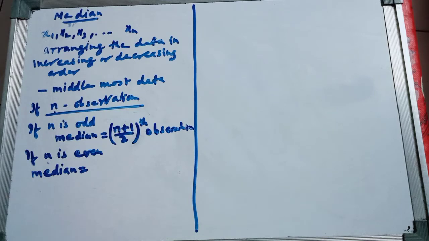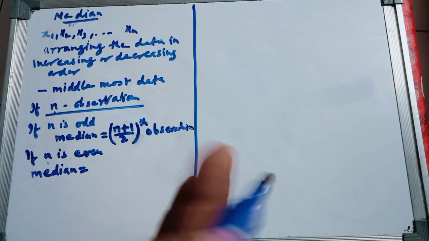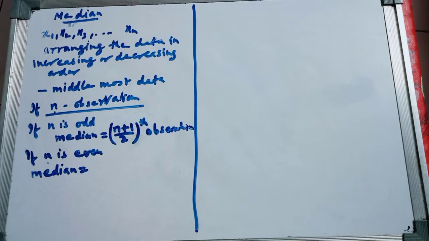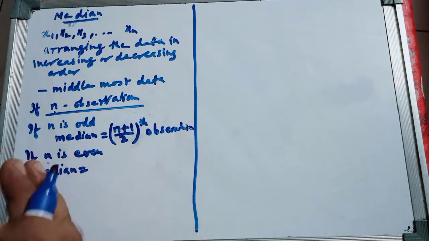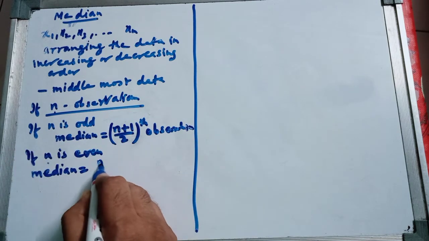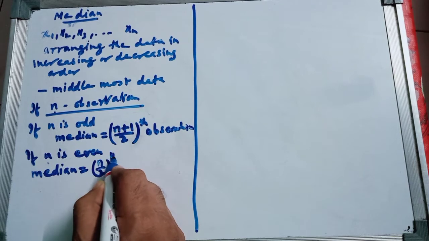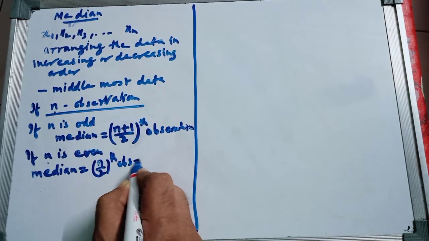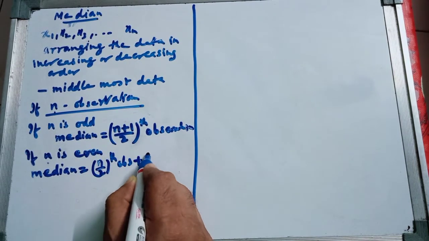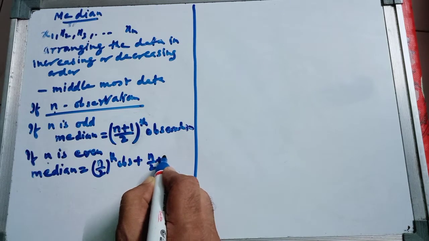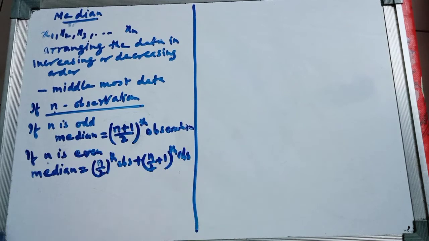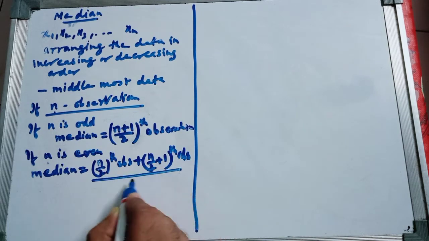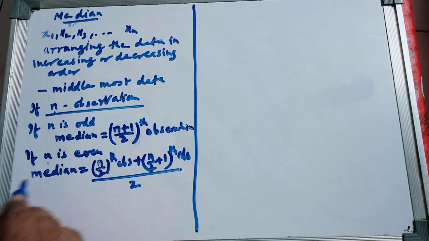On the other side again there are half of the data, but from both the groups, this n by 2 and the next number, both will be the middlemost data. So n by 2th observation you find out, and also you have to find out the n by 2 plus 1th observation, and then you add those two and divide by 2. That will give you the median.